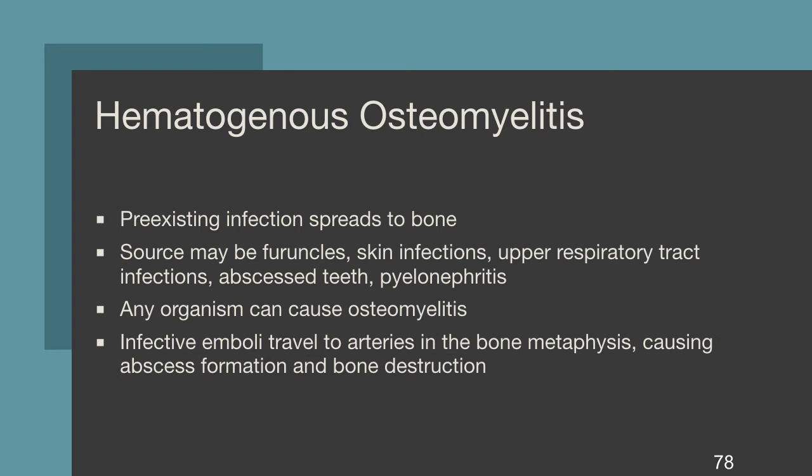With hematogenous osteomyelitis, there's a pre-existing infection already in the body that spreads to the bone. And the sources can be things like furuncles, skin infections, upper respiratory tract infections, abscessed teeth, or pyelonephritis. Any organism can cause osteomyelitis, and basically what can happen is infective emboli travel to arteries in the bone metaphysis, causing abscess formation and bone destruction.